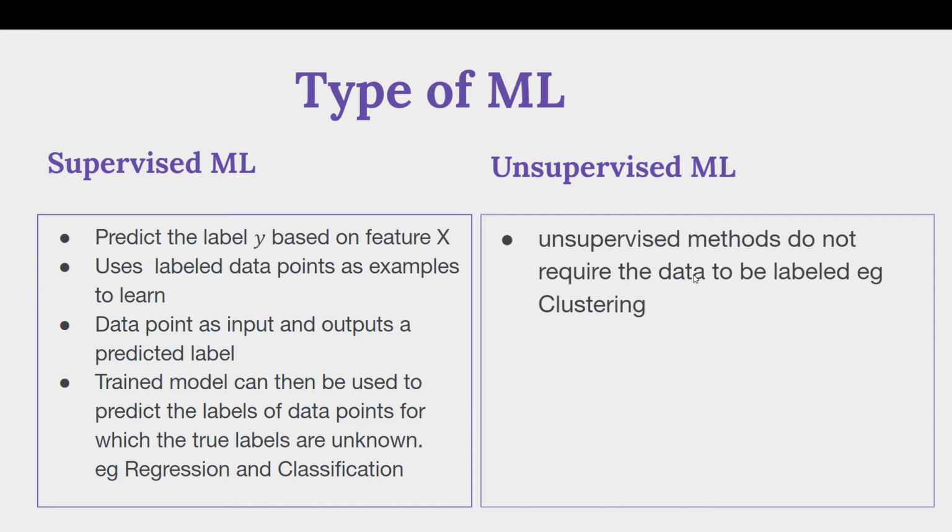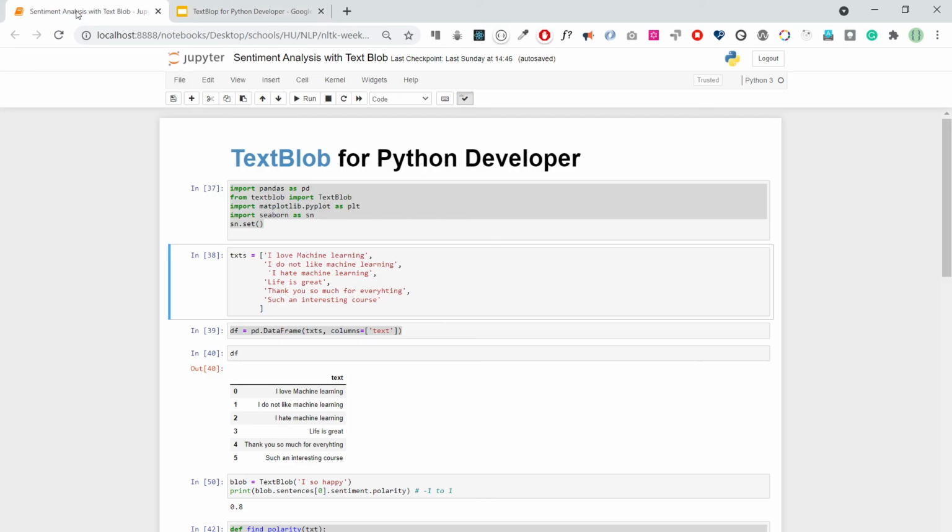Let's come to unsupervised machine learning. Unsupervised machine learning doesn't use any labeled data. It just works on the data. It could be understanding the size or the color, and it clusters based on different features of the data. Now let's move on to Jupyter Notebook and do the hands-on.